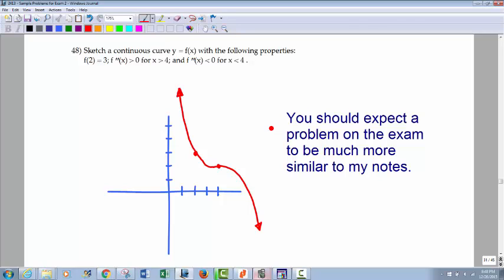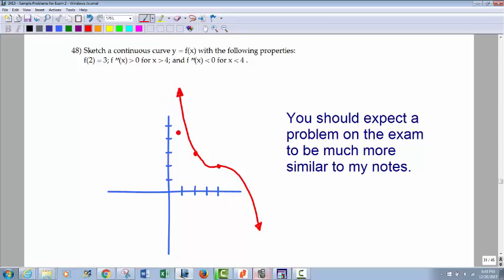I like the asymptote, so check that out. f of 2 equals 3. That means for sure that the point (2, 3) is on your graph. F double prime is positive when x is greater than 4 and negative when it's less than 4. That means we're changing concavity, going from concave up to concave down. So you see this part of the graph.